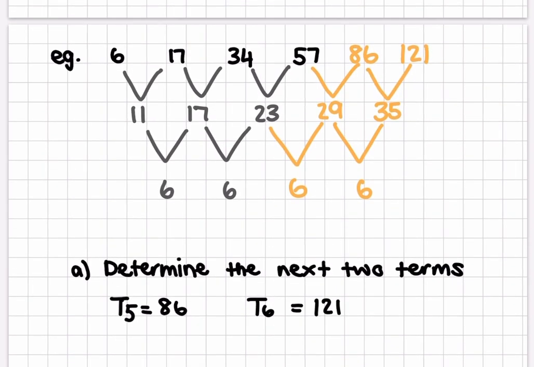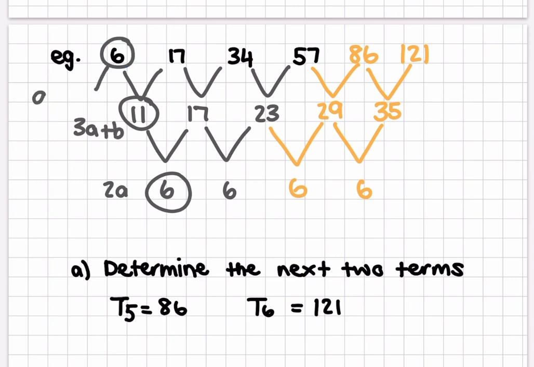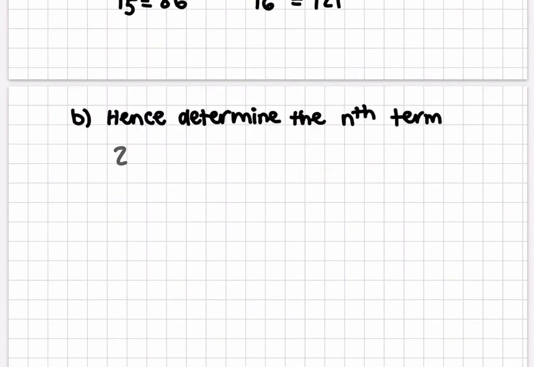So we know that this 6 is equal to 2a. We know that this is equal to 3a plus b. And we know that this is equal to a plus b plus c. So we're going to start off with 2a is equal to 6. I divide by 2 on both sides and I end up with a is equal to 3. Remember, a cannot be equal to 0.